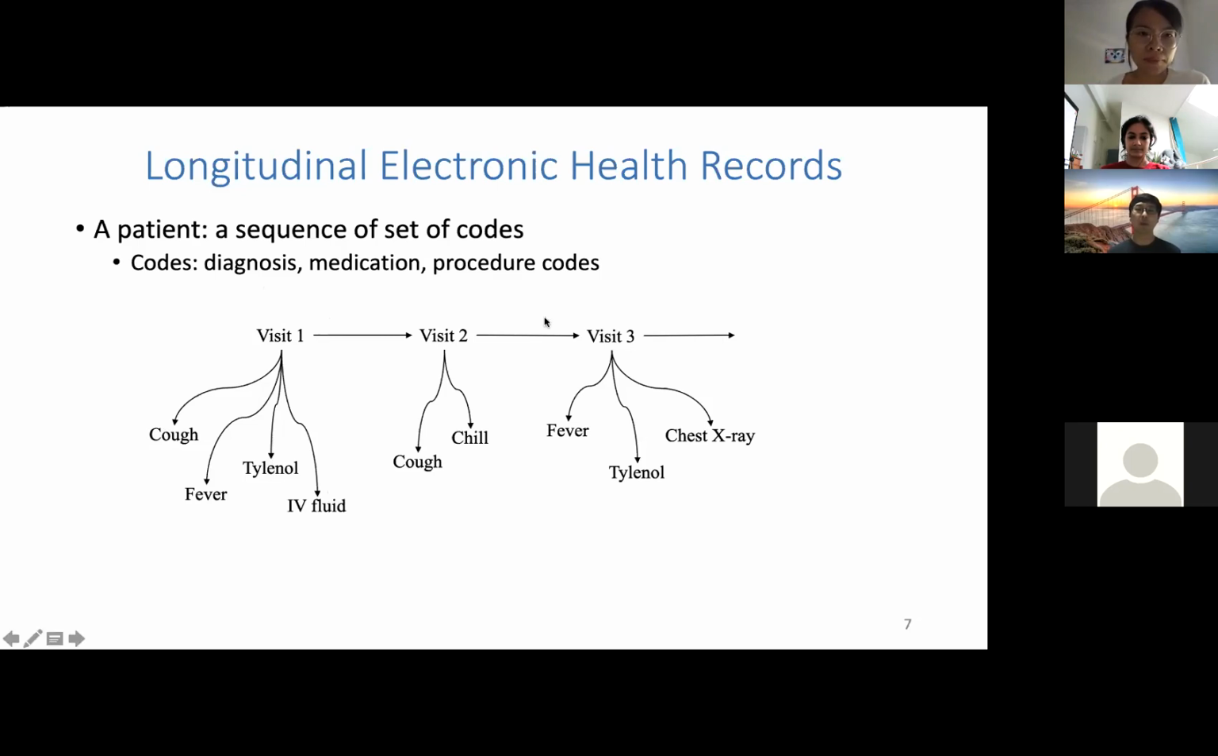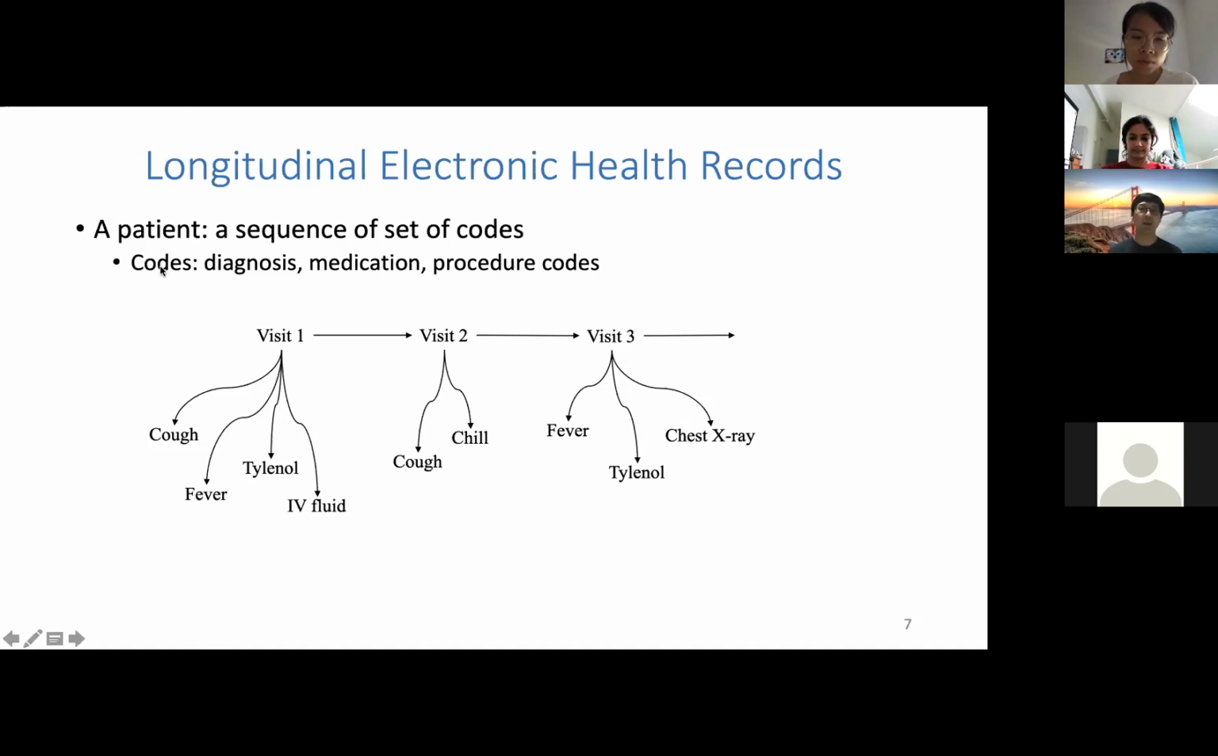And then at the second visit, maybe it was a light visit, so just cough and chill. And then the third visit is a bit heavier, so the patient was diagnosed with fever, prescribed Tylenol, and this time taking an X-ray was needed. So mathematically speaking, a patient can be seen as a sequence of sets of a variable number of codes. So it's a set of codes that occur over time.